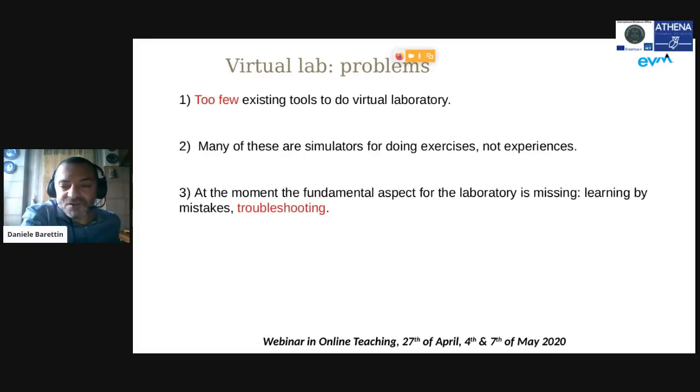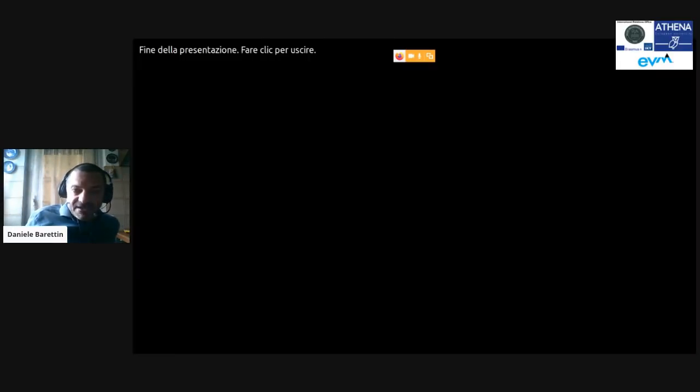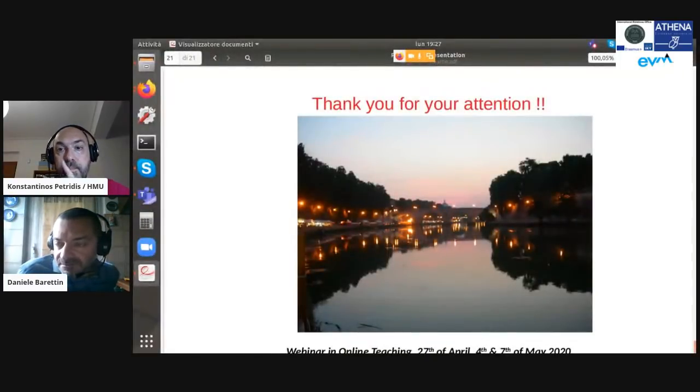And what is normally missing in these tools is the possibility of making mistakes in the procedure of an experiment. Because as a lot of you may know, making a mistake, especially for a student, even a graduate or PhD student, is the best way to understand something and to find a good solution or even a better solution than the one which was provided. So this troubleshooting is at the moment, according to us, not really provided in the existing virtual labs. But I don't know, maybe I'm wrong, someone is aware of something more. But okay, this basically is the end of my presentation. I would like to thank you. Now I just close it.